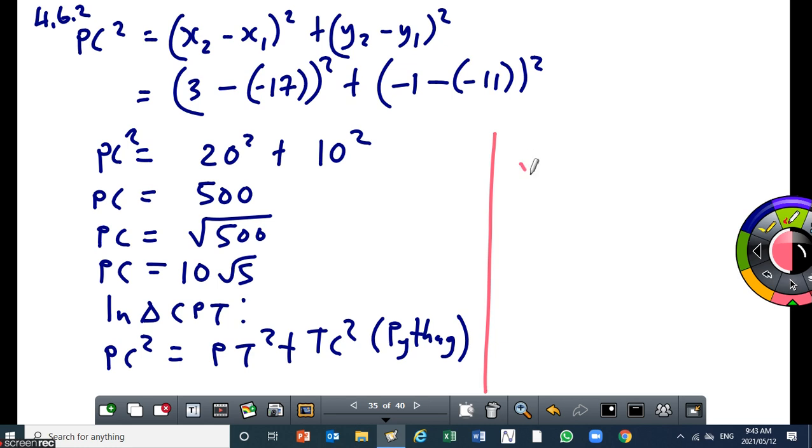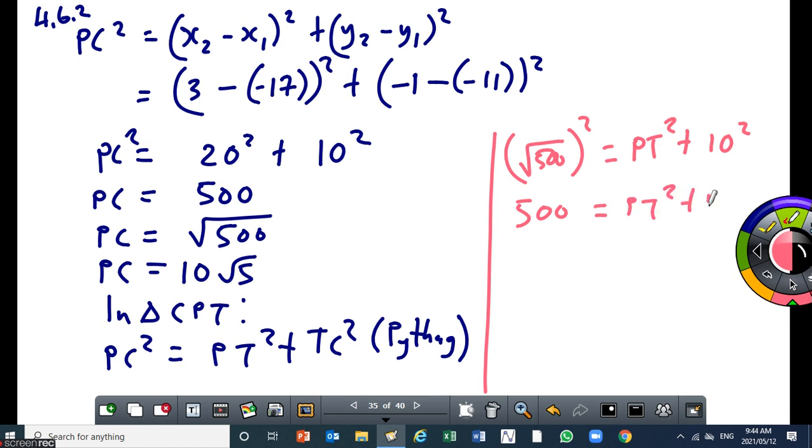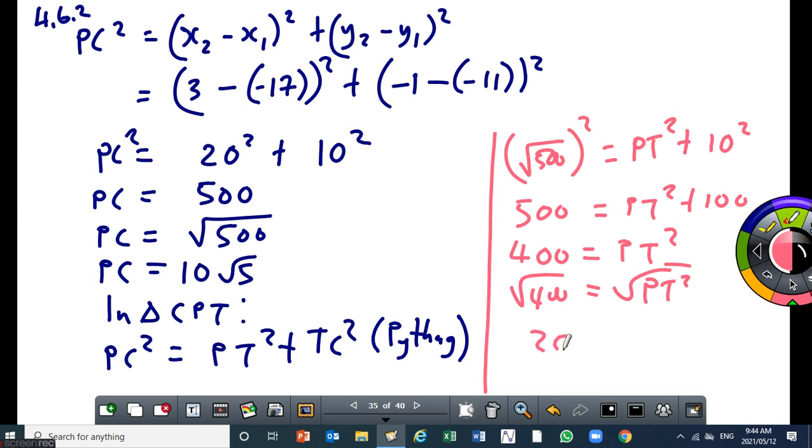So, PC is the square root of 500. Then I'll square that. PT is the one that I want. So that will be PT squared plus 10 squared. So here I'll get 500 equal to PT squared plus 100. If you take the 100 to the left, you get 400 equal to PT squared. You find the square root of 400, which is very straightforward. You get 20 for PT. And then that's it.